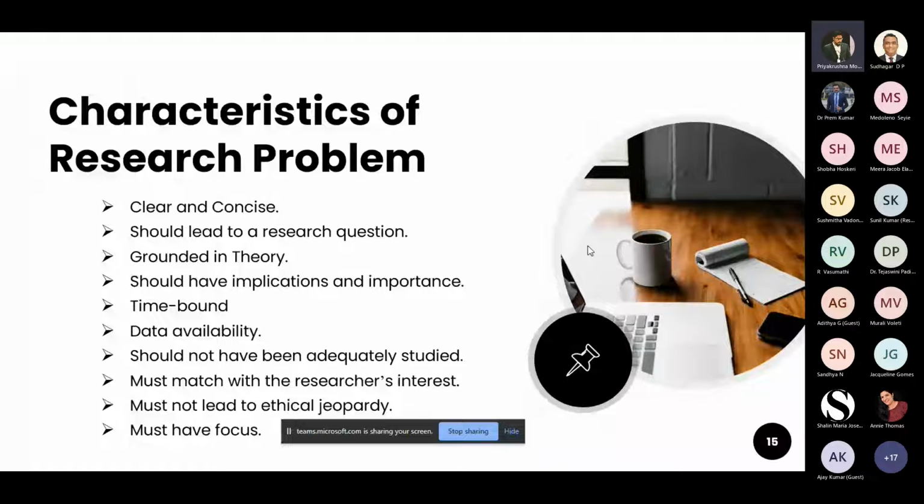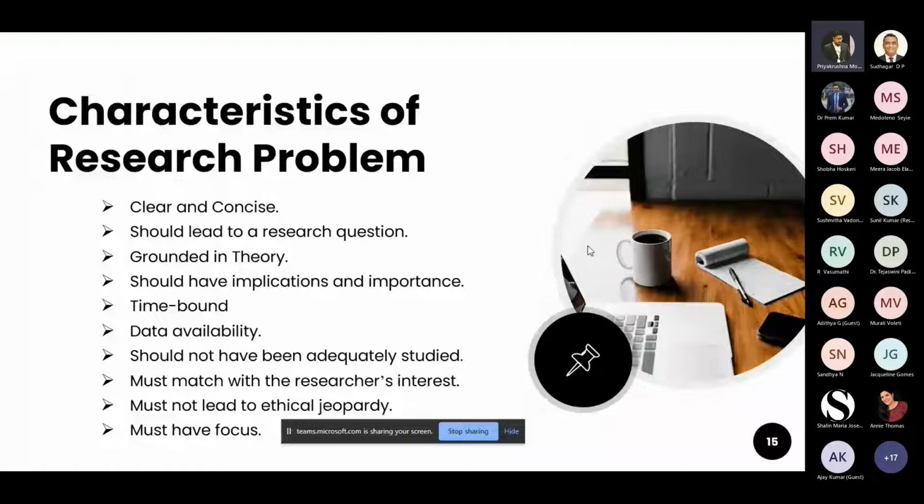Another thing is that all the problems should be grounded in theory. As we discussed yesterday, many of the times in the desire to contribute a lot to the society, sometimes we forget that some of the theories are needed to study a particular problem. So if there is no theoretical background to support your problem, you are starting from scratch, and no research starts from scratch. Research, as such, the word is research. Okay, it's not search, it's research.